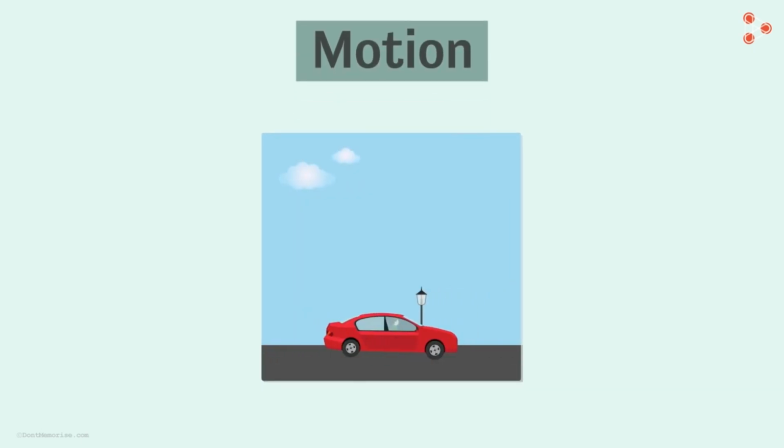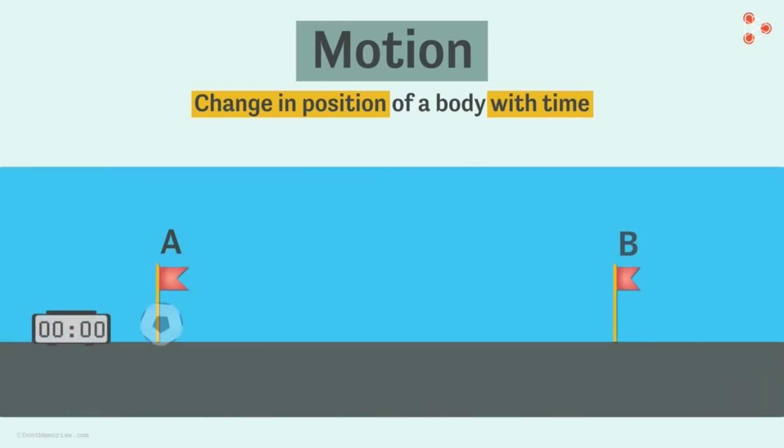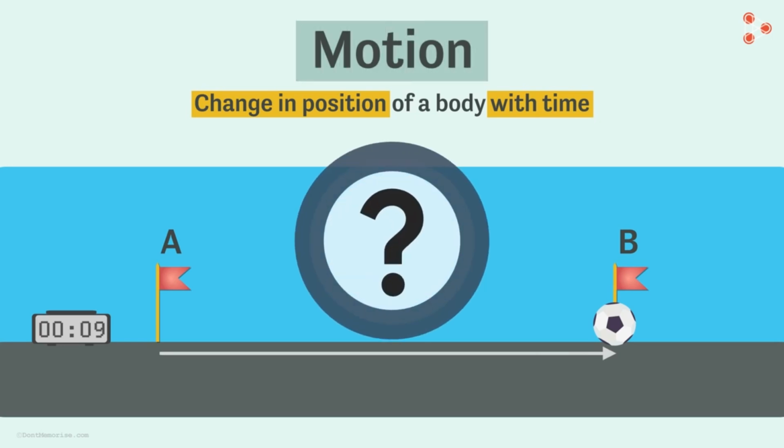In earlier grades, we have studied motion and its types. Let's have a quick review. Let's start with motion. In simple words, if a body is moving, it's described as motion. That's all. In slightly more technical words, motion is defined as a change in the position of a body with time. Yes, change in the position with time.